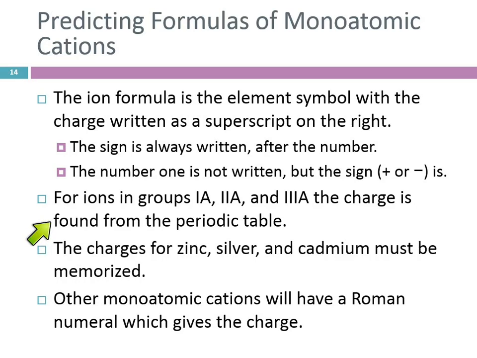For ions in groups 1A, 2A, 3A, and zinc, silver, and cadmium, we know what the charges are. These 1A, 2A, 3A we find in the periodic table. These guys we memorize. There's a little pattern in the table. And any other monatomic cations get a Roman numeral to tell us what the charge is.